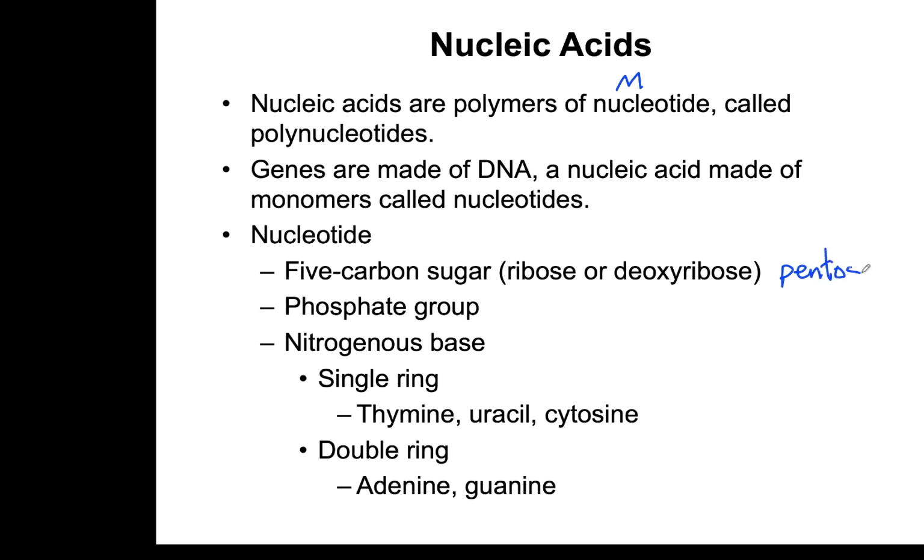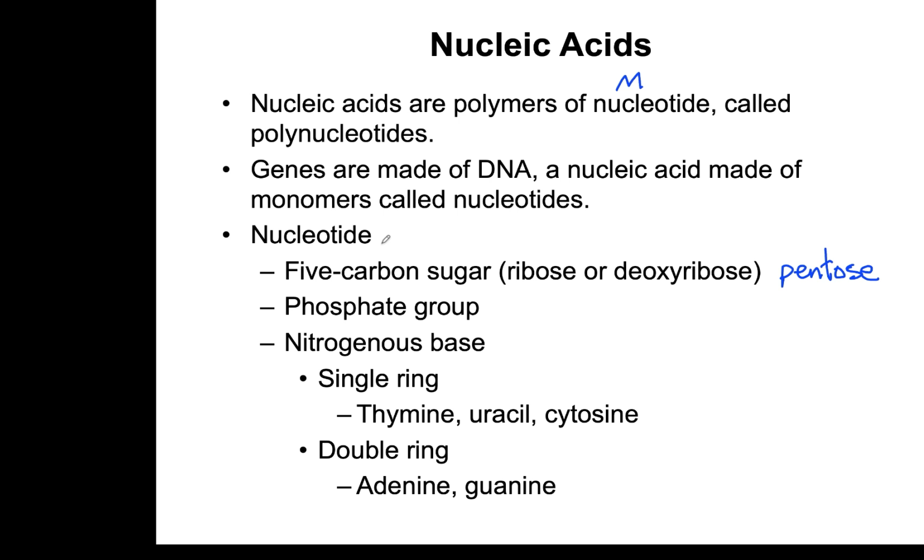Some carbohydrates have 5 carbon. Some monomers of a carbohydrate have 6 carbon. If the monomer of a carbohydrate has 5 carbon, we call that pentose sugar. If the monomer has 6 carbon, we call that hexose sugar. Nucleic acid has a 5 carbon sugar, we call that pentose sugar. There are 2 types of pentose sugar. One is ribose, the other one is deoxyribose.